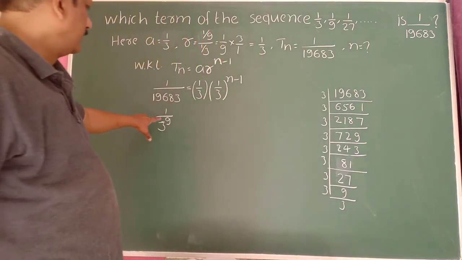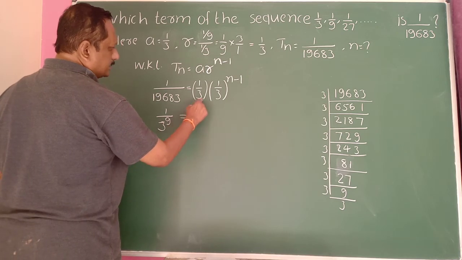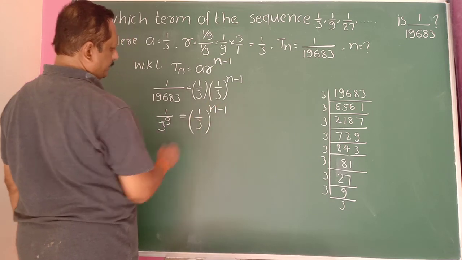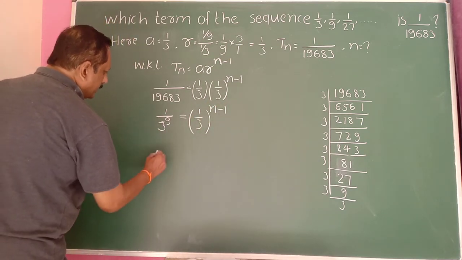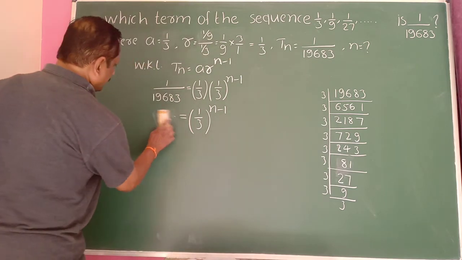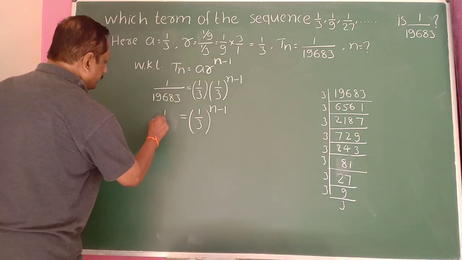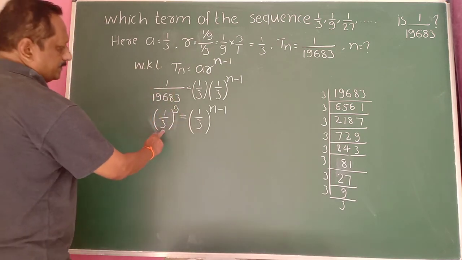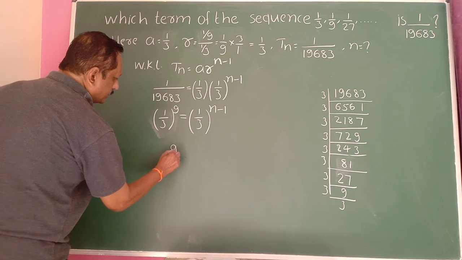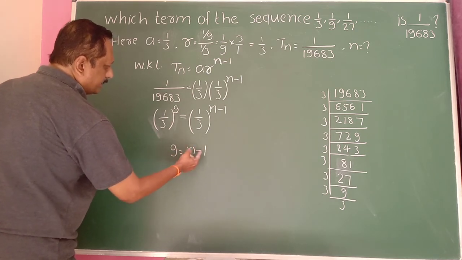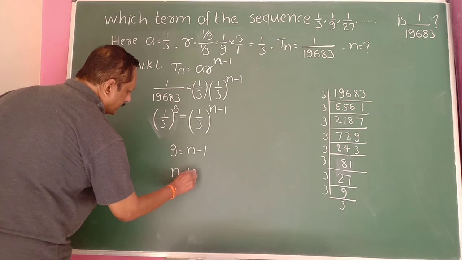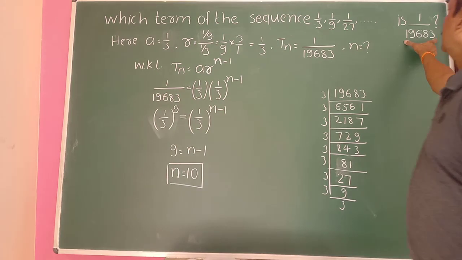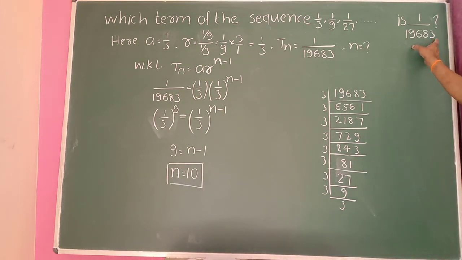So it is 1 upon 3 raised to 9, and the bases are the same: 1 upon 3 raised to n minus 1. 1 upon 3 raised to 9 can be written in this form also. Equate the exponents: 9 is equal to n minus 1. Take minus 1 to this side, so n is equal to 10. Therefore, the 10th term is 1 upon 19,683.